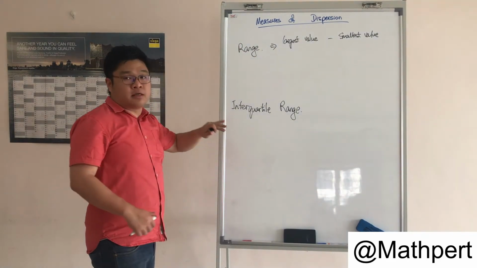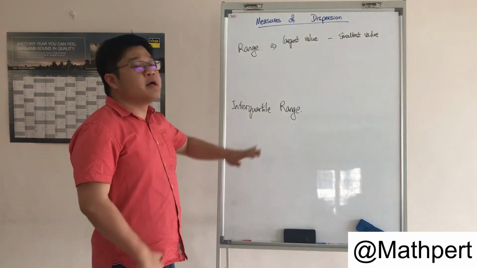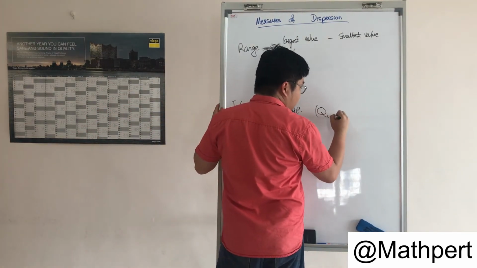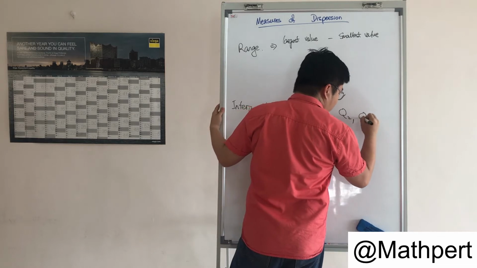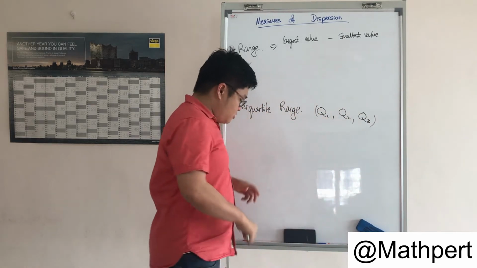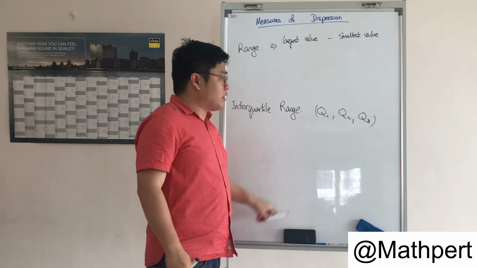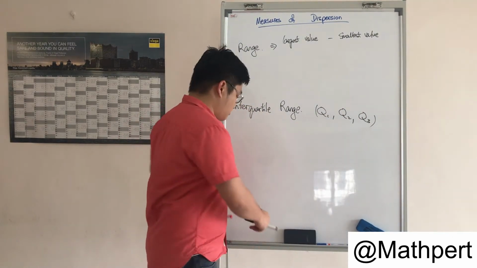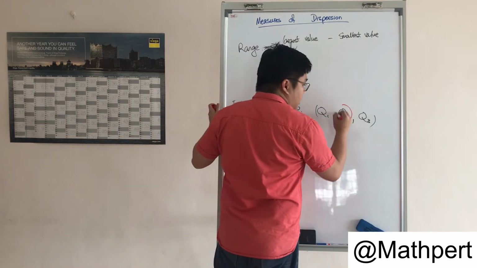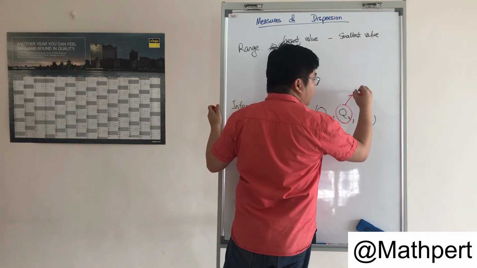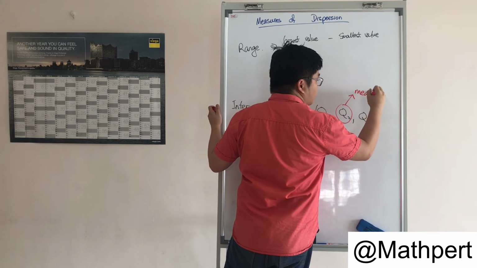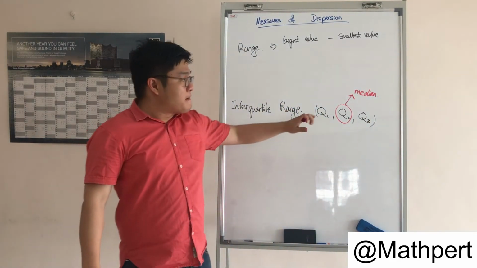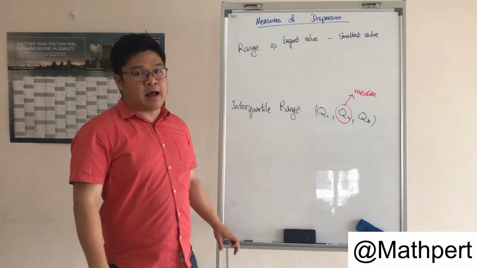So how about interquartile range? In interquartile range there will be Q1, Q2, Q3. Alright? So we call these the first quartile, second quartile, and third quartile. And this second quartile is what we learned previously as the median, which is the middle term of a set of data.